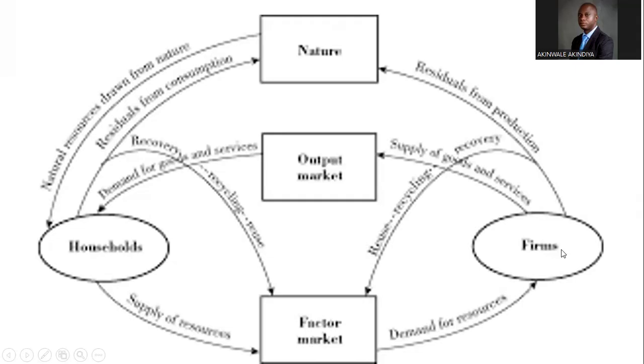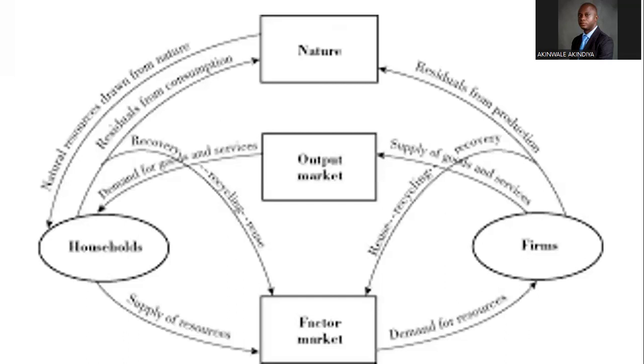Then, of course, households are going to need goods from the output market, and the output market is supplied by firms. You can see the firms, after using resources from the factor market, supply to the output market. Then households, families, will buy from these output markets. And of course, you can't eat everything you buy, so there will be waste. There will be residues you don't need. Those residues are going to be thrown to the sea, or into underground, one well behind their houses. So they are going to throw the residuals from consumption back to nature.